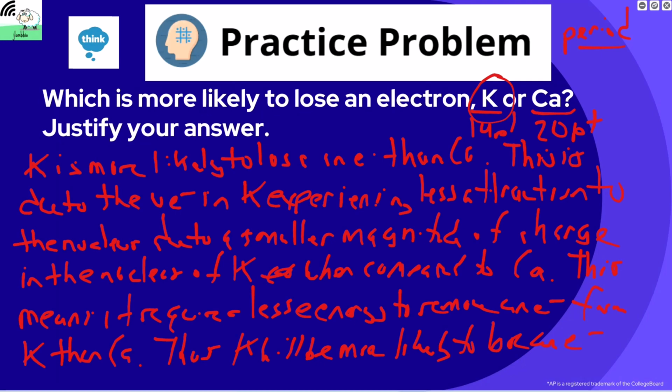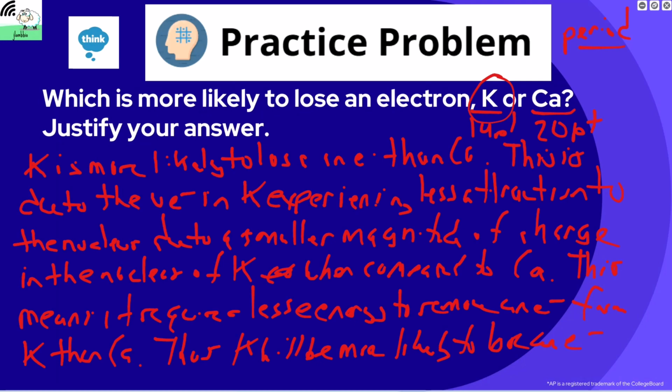Wow. Started off strong, but man, towards the end, my hand started to cramp there. But I think you get the idea here, so I'll read that to you one more time. K is more likely to lose an electron than calcium. This is due to the valence electrons in calcium experiencing less attraction to the nucleus due to a smaller magnitude of charge in the nucleus of K when compared to Ca. This means it requires less energy to remove an electron from K than Ca, thus K will be more likely to lose an electron.